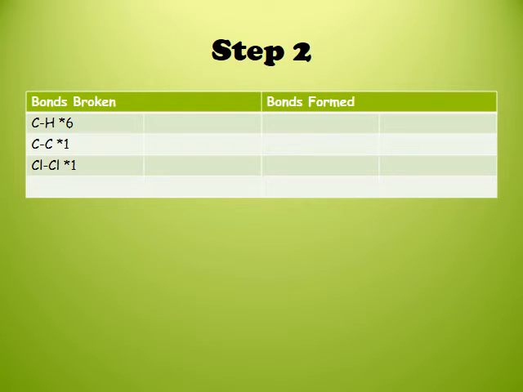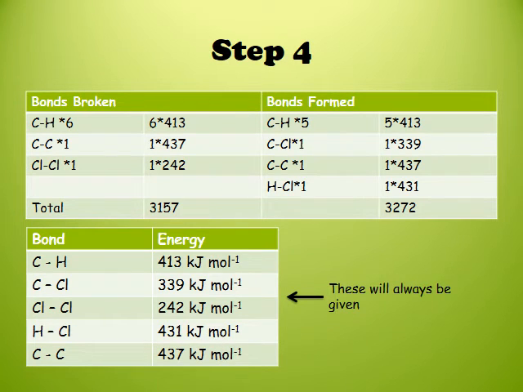Step 2, you then list the bonds that are going to be broken. So in this case there will be 6 CH bonds broken from the reaction that you've just drawn, 1 carbon-carbon bond broken, and 1 chlorine-chlorine bond broken in order to form the products. Those are the bonds broken. In terms of bonds formed, you have 5 CH bonds formed, 1 carbon-chlorine bond formed, 1 carbon-carbon bond formed, and 1 hydrogen-chlorine bond formed.